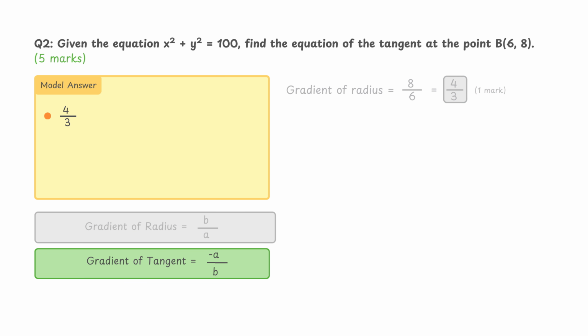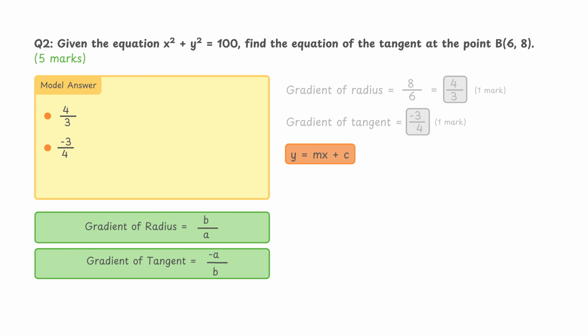Next, we find the gradient of the tangent. Remember, the tangent is perpendicular to the radius, so we take the negative reciprocal. The negative reciprocal of 4 over 3 is negative 3 over 4. This earns another 1 mark. Now we use the straight line formula, y equals mx plus c. We already have the gradient m, which is negative 3 over 4. Next, we substitute the point B into the formula to find c. So we replace y with 8 and x with 6. This gives us 8 equals negative 3 over 4 multiplied by 6 plus c. This step earns 1 mark.